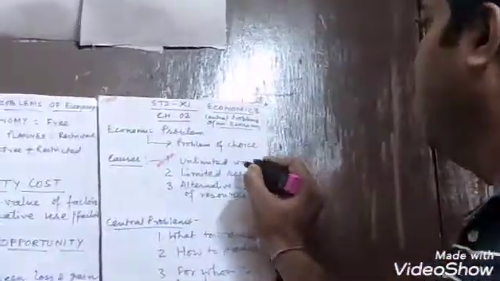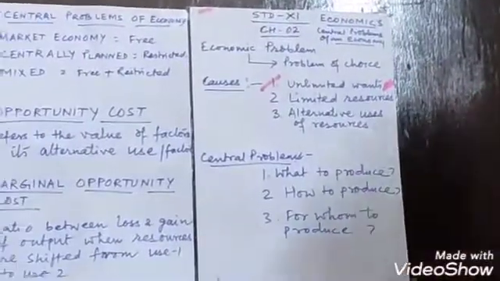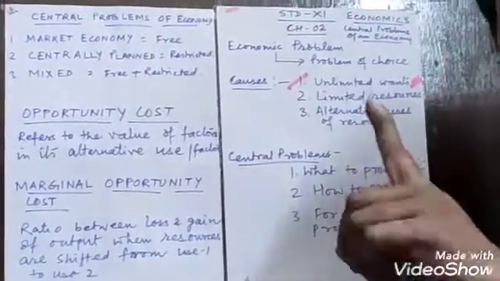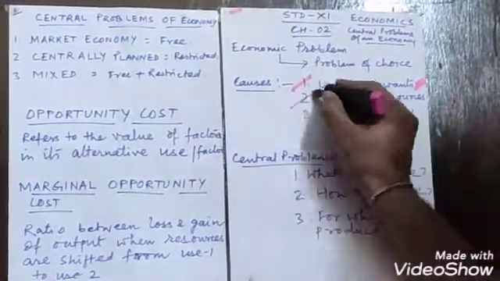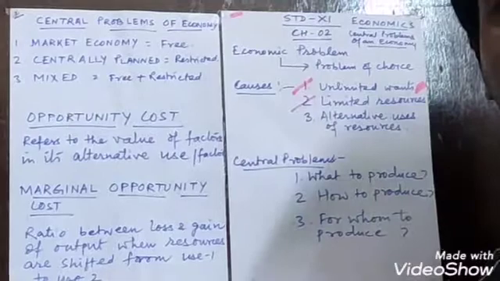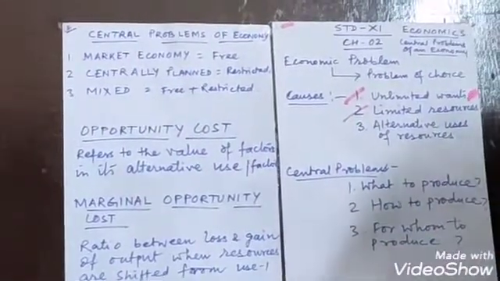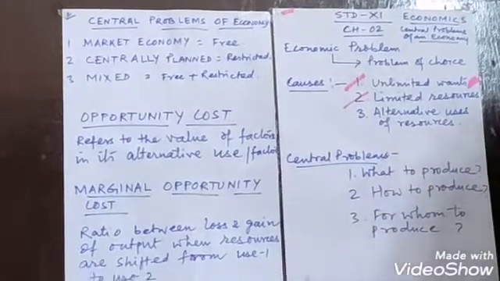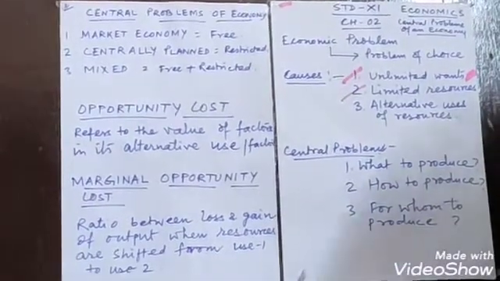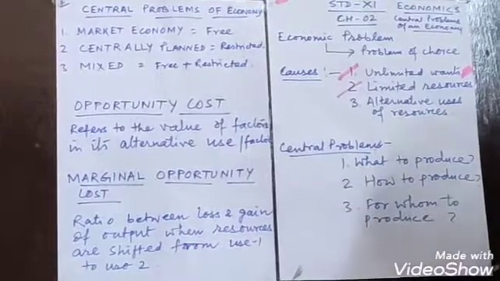Number one, unlimited wants. Wants are always unlimited, that I had already told you. Number two, limited resources. Resources are always limited. The resources are so limited that they cannot satisfy each and every want of every individual.